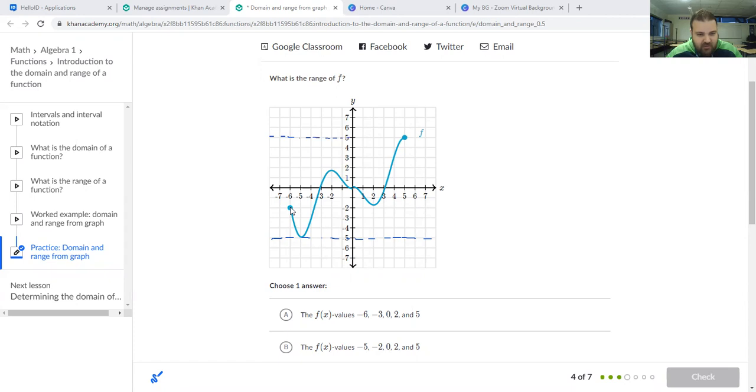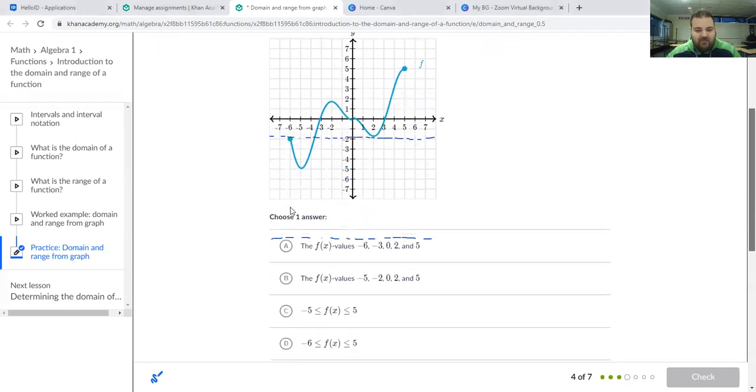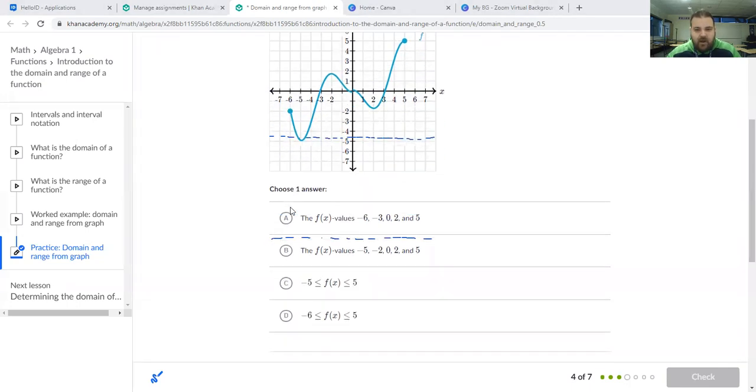So your range is all values between those two lines that I just drew. It's all of them. It's all those values together. It's not just from this point over here. It actually goes down to -5 and all the way up to +5. So your range is all the values between -5 and +5 for your output values.